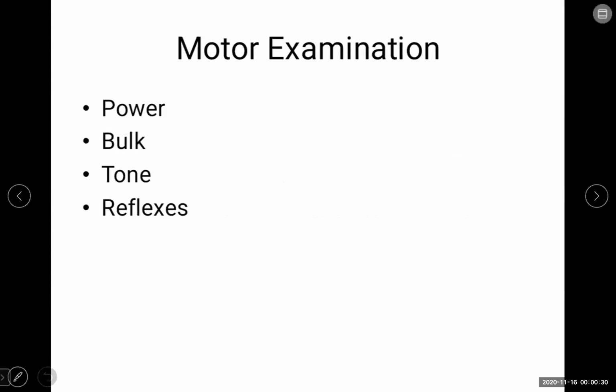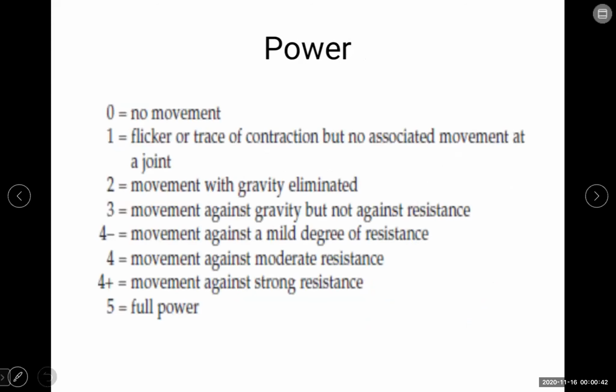Now, moving on to the third section, which is motor examination. The common components that we see in a motor examination are power, bulk, tone, and reflexes. So we'll just go through each one quickly. Coming on to power. Power has a total of 5 grades, and the fourth grade is split into a minus and a plus. Basically, a 5 is full power, a 0 is absolutely no movement. A 3 is movement against gravity. So that leaves 1, 2, and 4 in between.